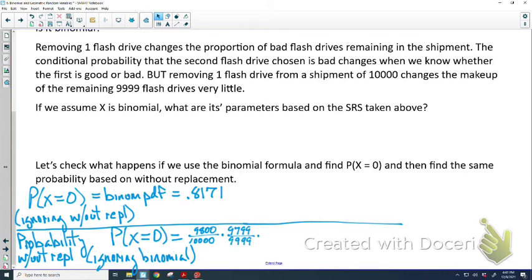So we keep this up, we keep going, and we do this till we get 10. Dot, dot, dot, 9791 over 9991. And interestingly, we get 0.8170.